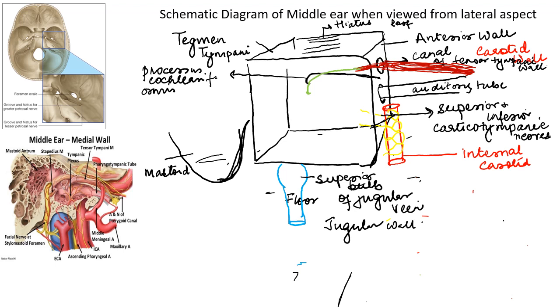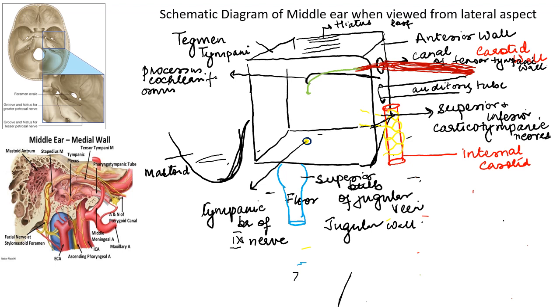Also present in the floor is a small opening through which enters the tympanic branch of the glossopharyngeal nerve. The glossopharyngeal nerve exits through the jugular foramen. It gives rise to a branch known as the tympanic branch, which enters into the middle ear through the floor. I hope you can understand where I'm going. Tympanic branch of the glossopharyngeal nerve.